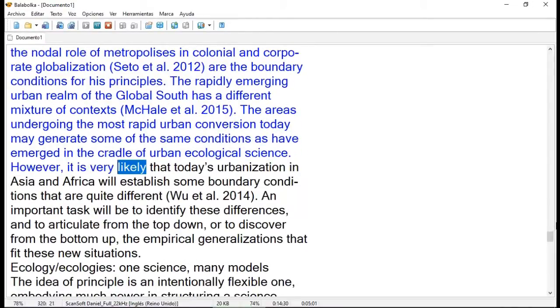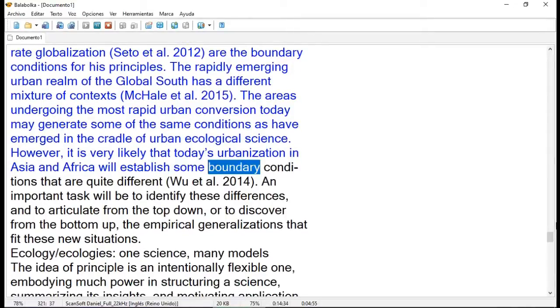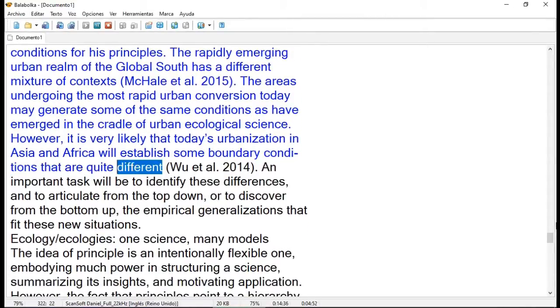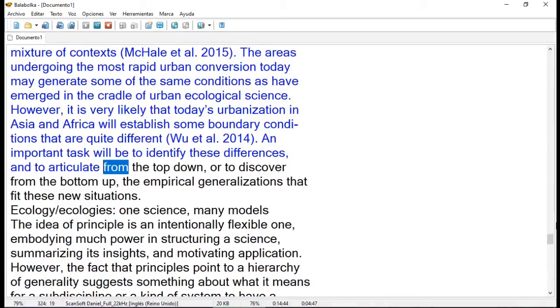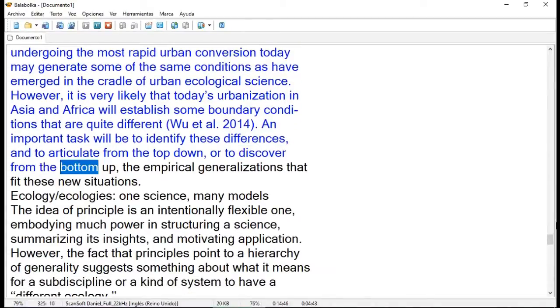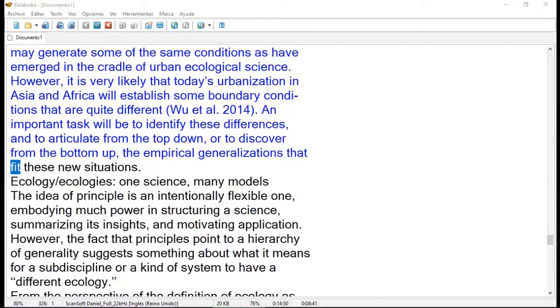However, it is very likely that today's urbanization in Asia and Africa will establish some boundary conditions that are quite different (Wu and others 2014). An important task will be to identify these differences and to articulate from the top down, or to discover from the bottom up, the empirical generalizations that fit these new situations.